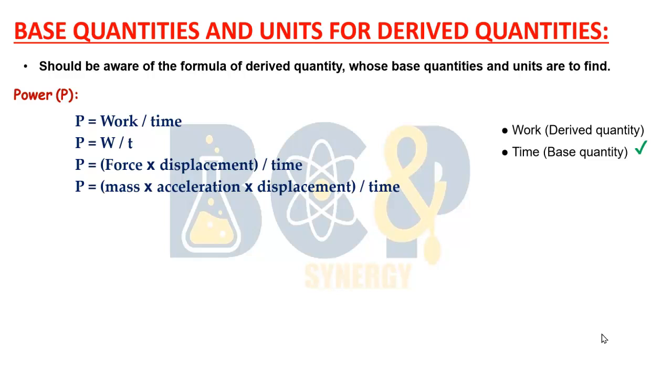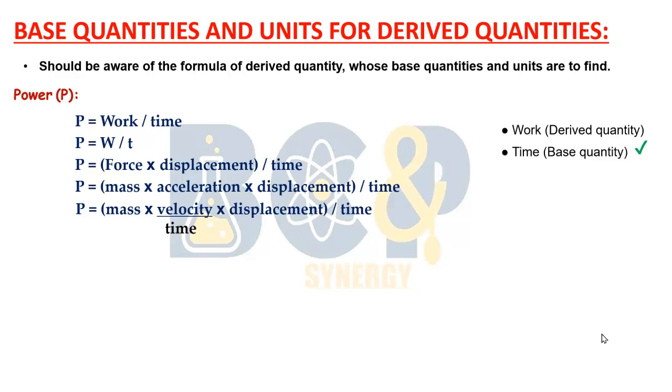What is the formula of acceleration? It is the time rate of change of velocity, or you can say velocity divided by time. Instead of acceleration, we will substitute its formula, that is velocity divided by time. Then power is equal to mass into velocity into displacement, divided by time, whole divided by time. Now mass, time and displacement are again base quantities, but velocity is still a derived quantity. Then velocity's formula is displacement divided by time.